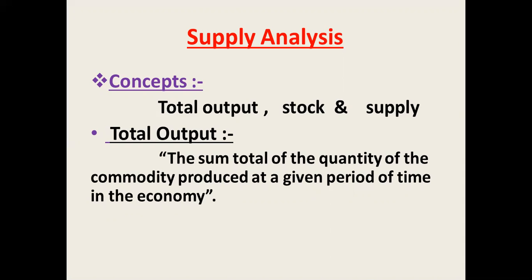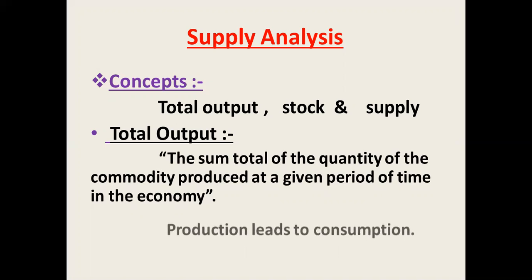The output is produced through the process of production, when inputs like land, labor, capital and organization undergo the production process. Input means the factors of production. There are four factors of production: land, labor, capital, and the organizer or entrepreneur. They emerge in the form of output of goods. The most important definition: total output is the sum total of the quantity of commodity produced in a given period of time in the economy.